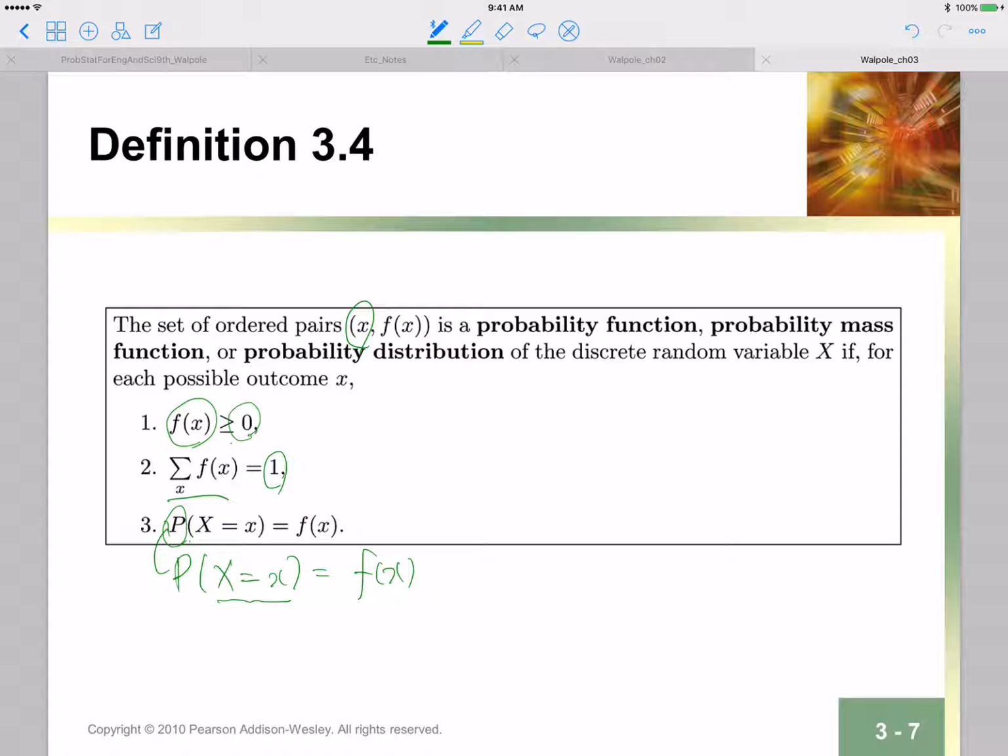And here in this case, what is the capital X and what is the small x? What's the difference between them?